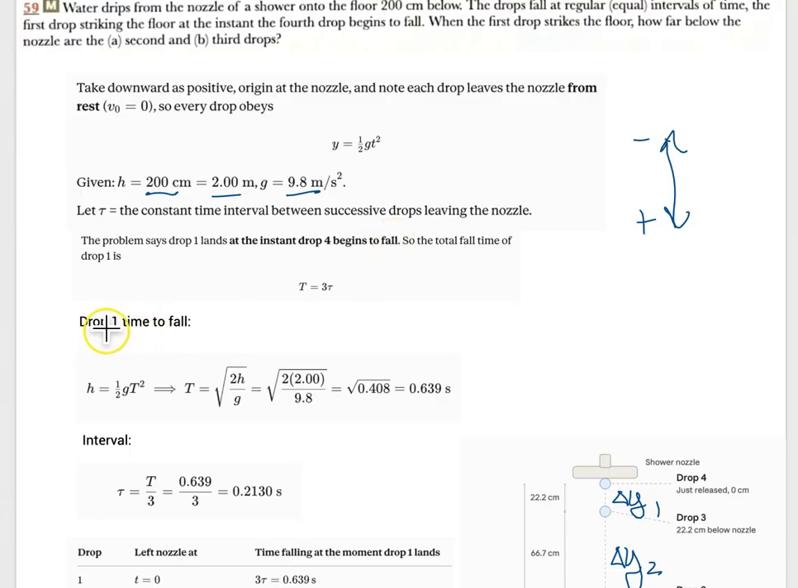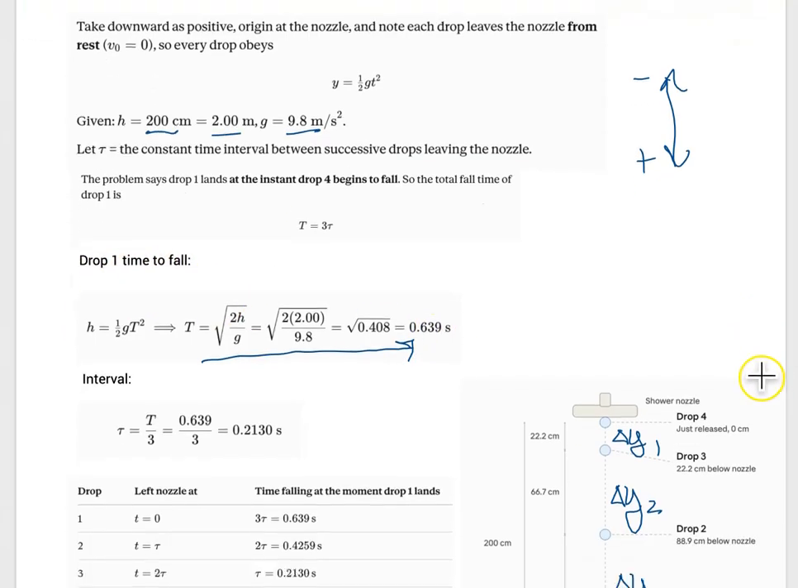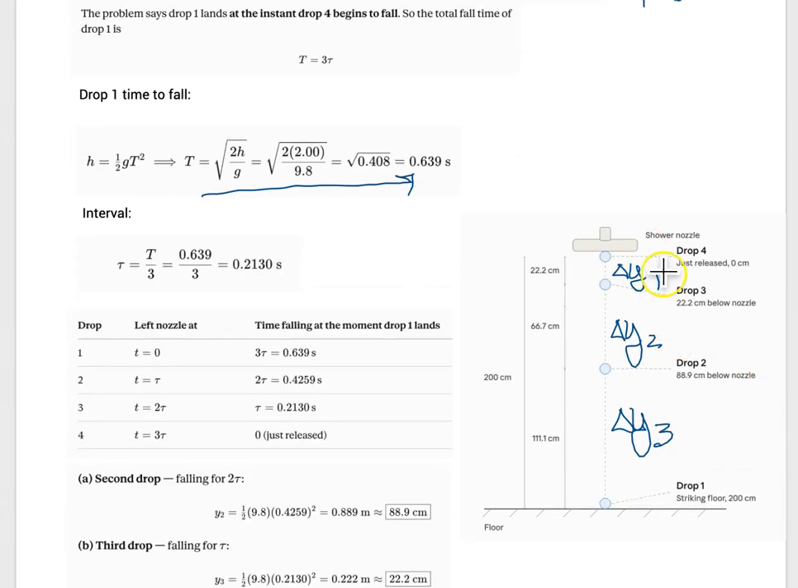We need to find the time for drop 1 to fall. And so we're going to say the height there, which is 2 meters, is equal to 1/2 of gravity times time squared. So if we rearrange this for time, you'll see that it takes a total of 0.639 seconds for drop 1 to fall. Now, I think earlier I had said something about 1, 2, 3, and that's just time 1, time 2, and time 3.